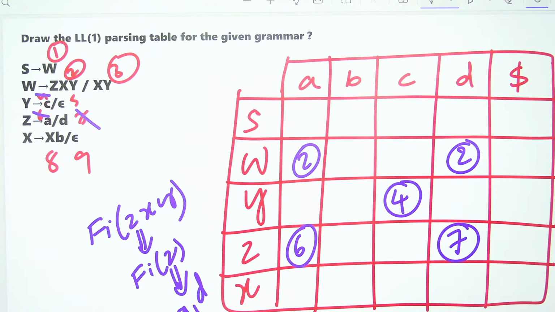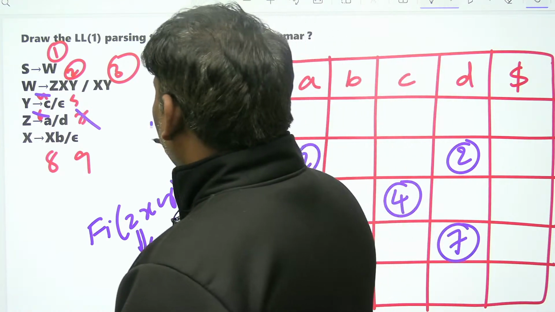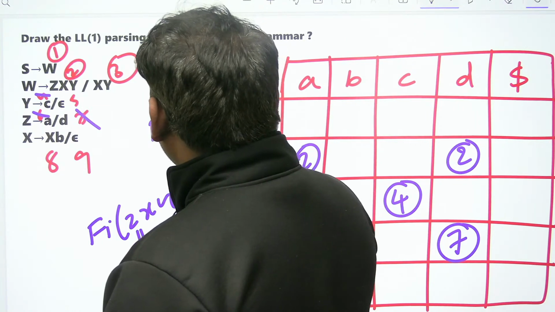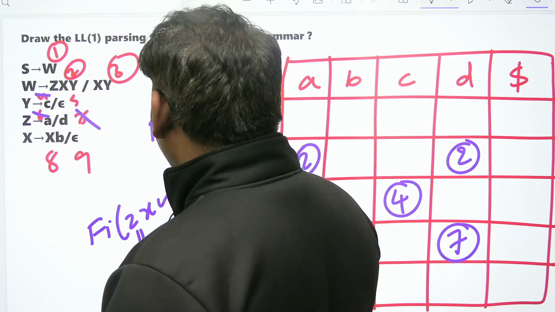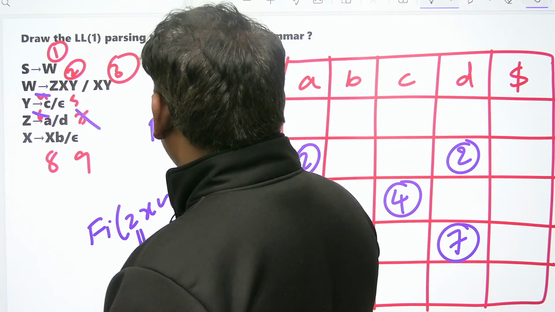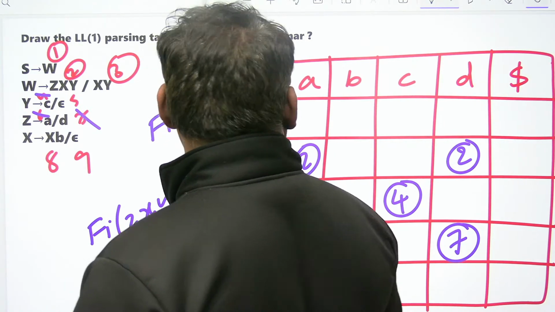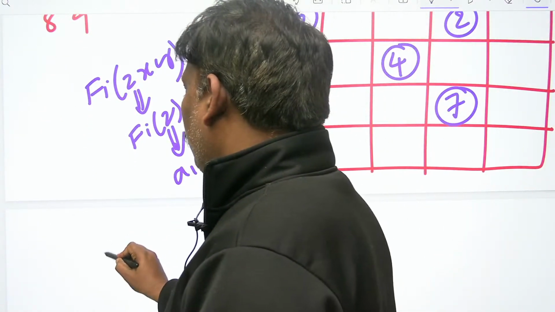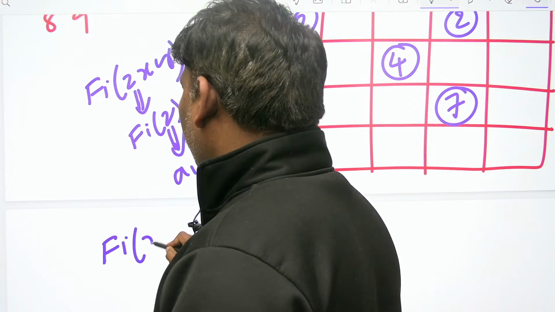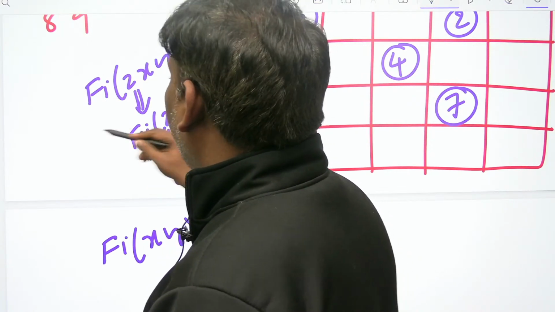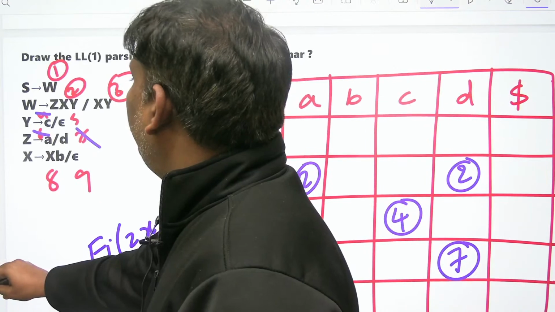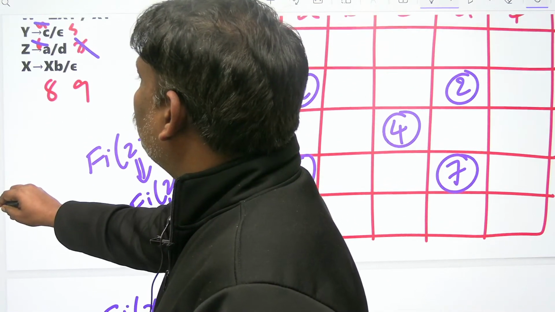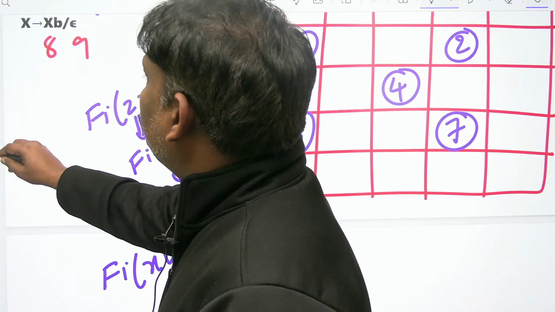Can you help me now? Where will the third production go? Third production will go to first of XY. It may be tricky, so be careful. First of XY means first of X.